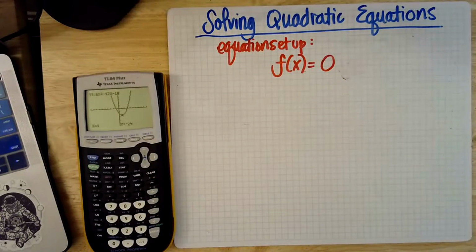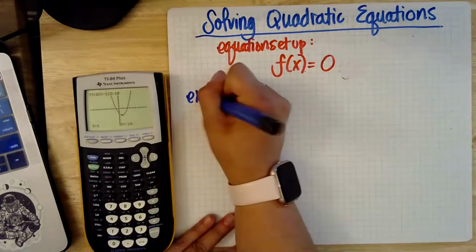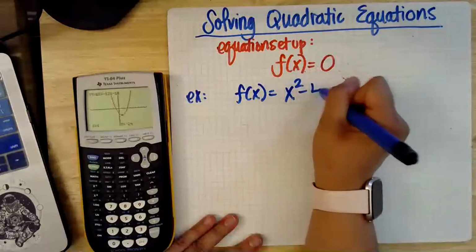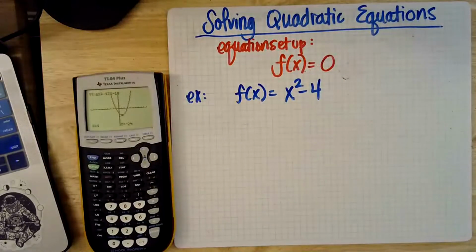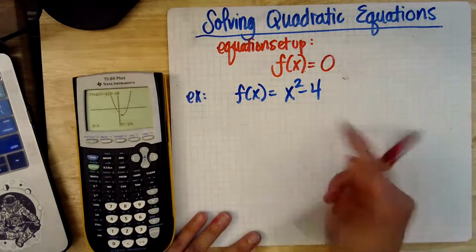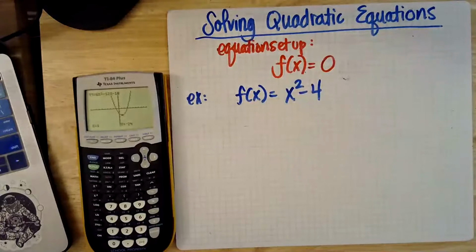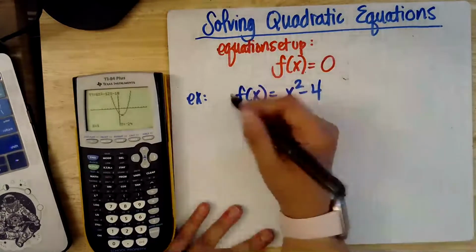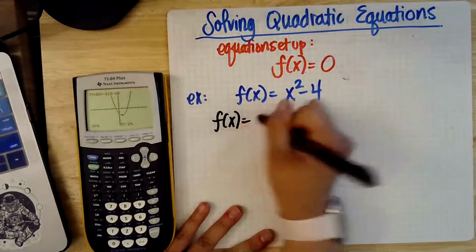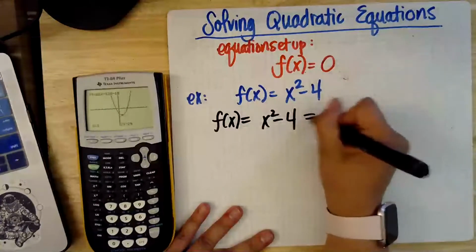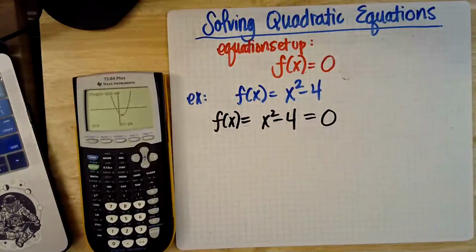So let's go ahead and look at an example. If I have f of x is equal to x squared minus 4, okay? I have multiple options, so watch. I'm going to let this equal f of x is equal to 0. So I recognize that I have f of x is equal to x squared minus 4. I have to set it equal to 0 right there. So now I'm going to solve.